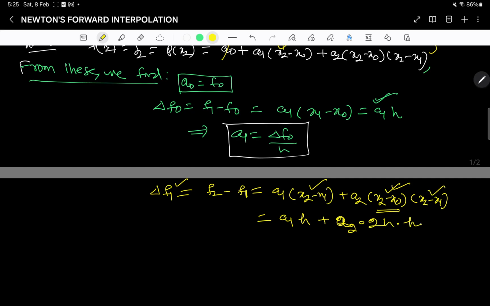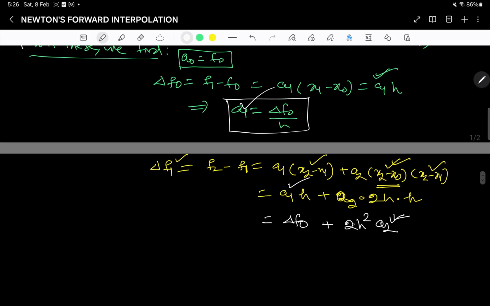Okay, this gap is h. So now you solve it. Now you see, you substitute the value of a1 here. A1 is del f0 by h, h cancelled. Okay, now plus it is twice h square a2. Now what is your a2?